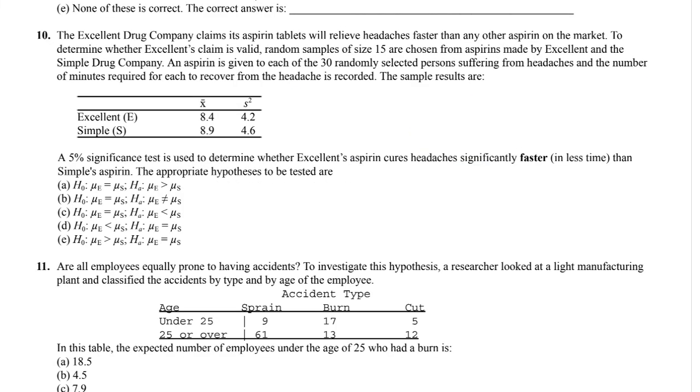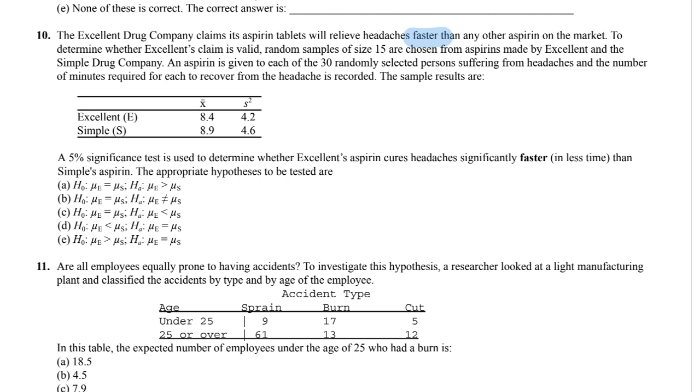The next question looks like we are writing the appropriate hypotheses for this particular example. So Excellent Drug Company claims its aspirin tablets will relieve headaches faster. So that looks like a keyword, faster than any other aspirin on the market. To determine whether the claim is valid, random samples of size 15 are chosen, 30 randomly selected persons suffering from headaches, number of minutes. Okay. So it looks like we're comparing 2 groups. So it's a 2 sample mean problem.